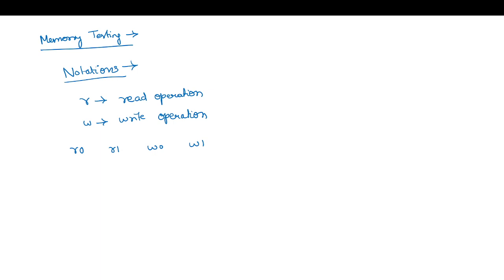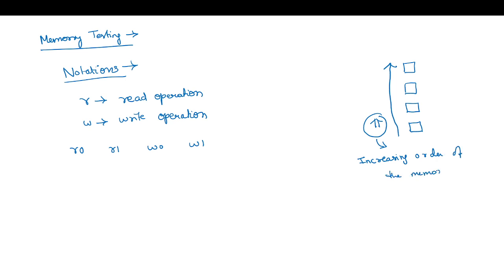And say if we have a set of memory locations arranged in this way. If we are accessing this in this order, we represent it with this symbol. And this symbol is for increasing order of the memory address. Here it will have multiple cells. Again, if you are accessing in this order, this is the symbol used.